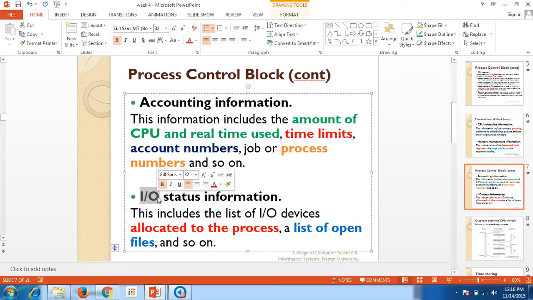Many pieces of information related to IO, input output, we need to store. What is the status of IO devices? Currently it is free, or it is allocated, and if it is allocated, it is allocated to whom? To which process? Okay, so we need to store all this information in our system.